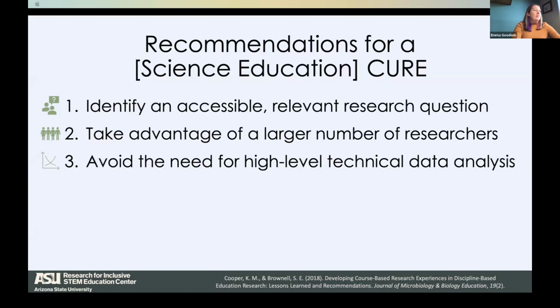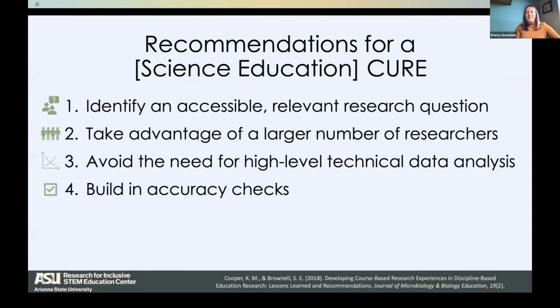Avoid the need for high-level technical data analysis. So you don't want to spend weeks and weeks training students to do one certain technique. Build in accuracy checks. This is super important because we want to be producing real usable research, but you also need to be making sure that your students, who might make mistakes or maybe won't be as diligent, are actually doing a really good job with their research.